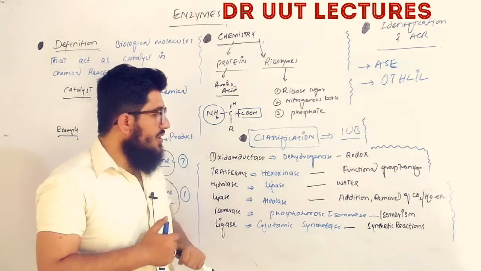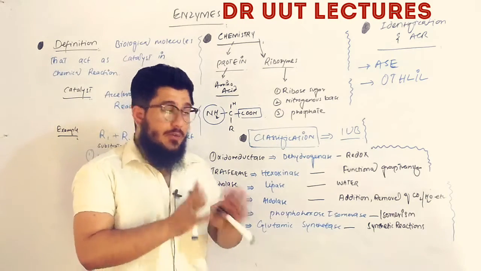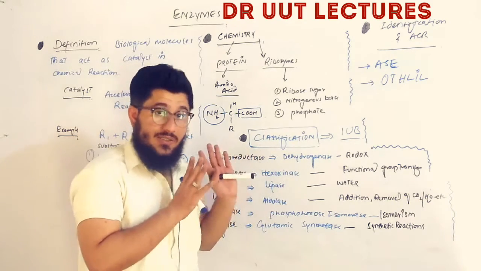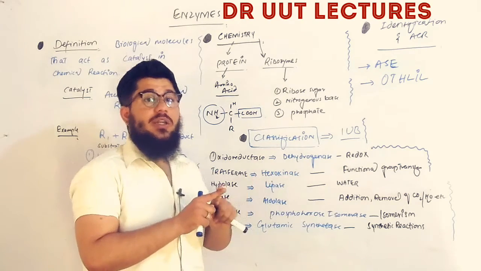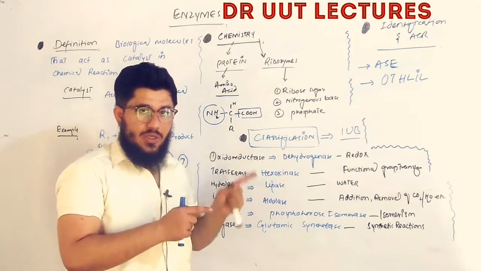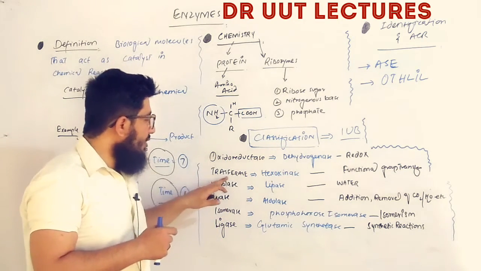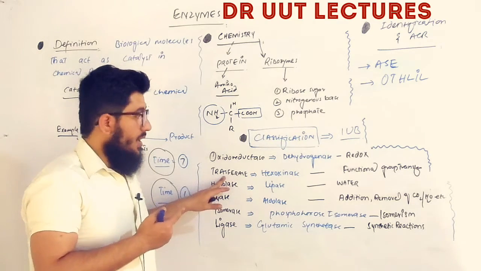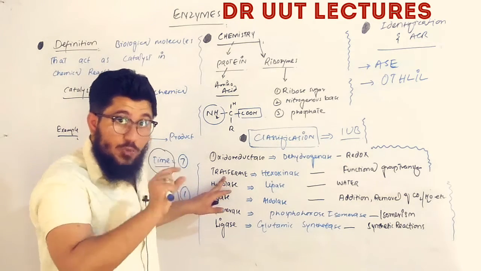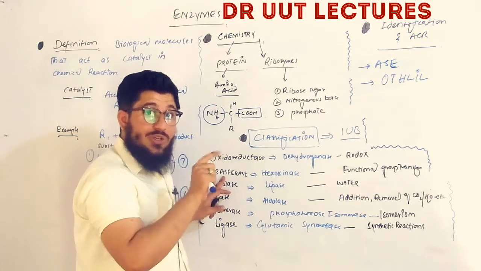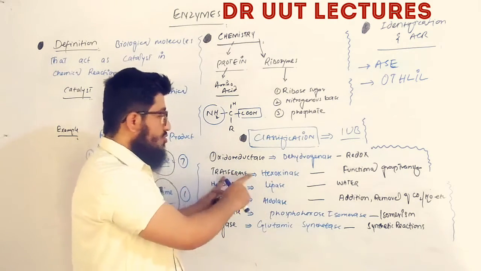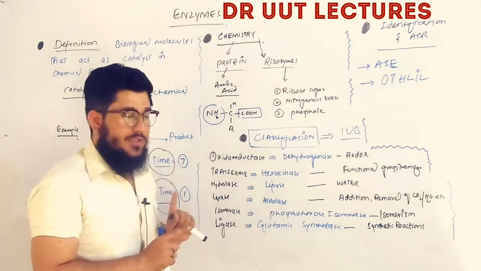An example is dehydrogenase. We do have a number of examples of these oxidoreductase enzymes, but I'm just mentioning one in order to give you an example of that particular class. Another one is transferase. Whenever you see a kind of functional group transfer in a chemical reaction, that is actually done by an enzyme from the class transferase. Example is hexokinase.